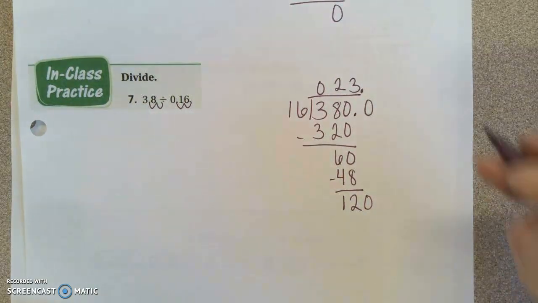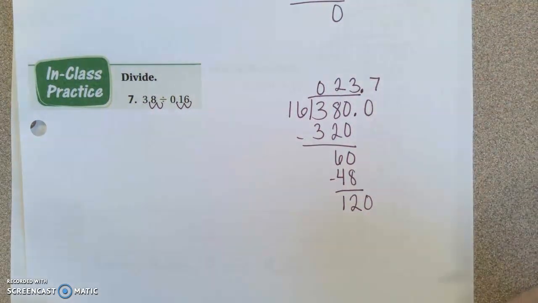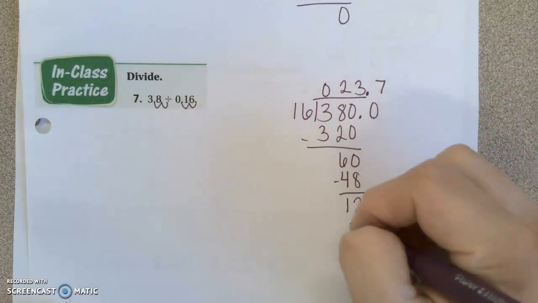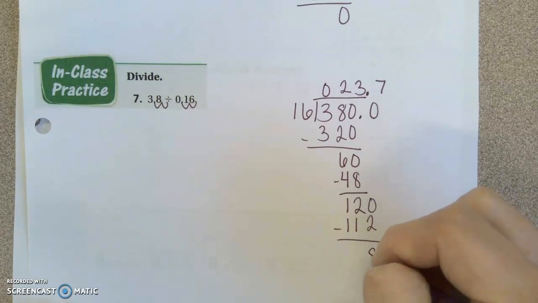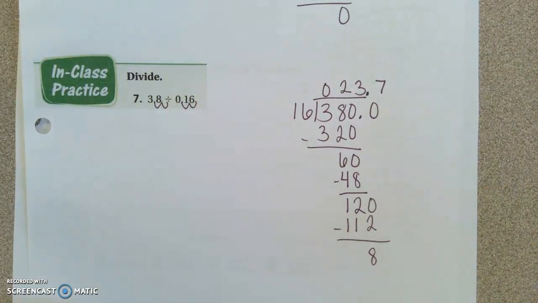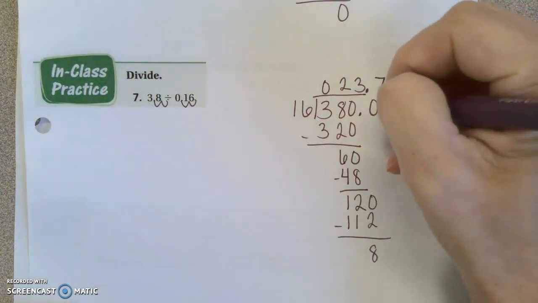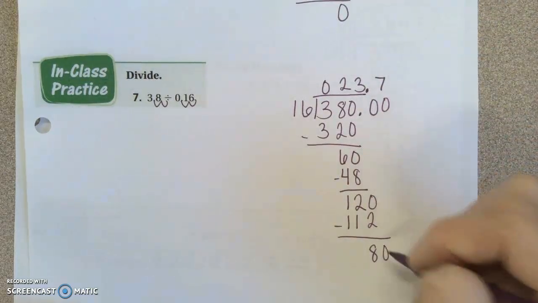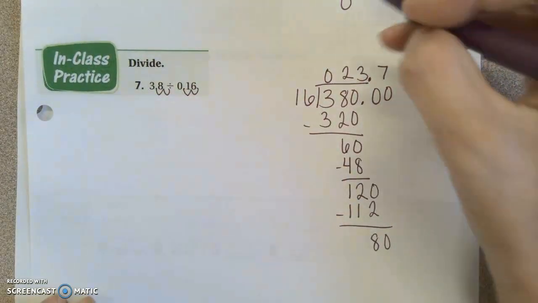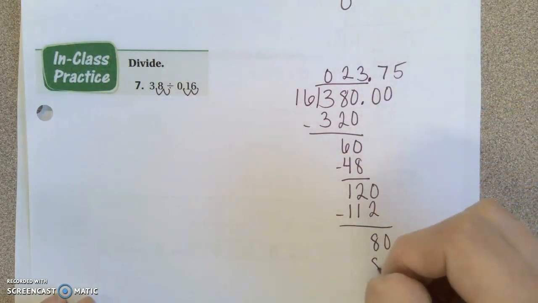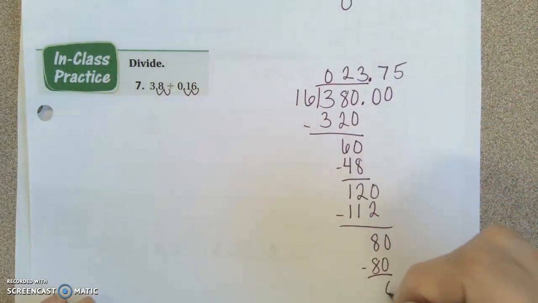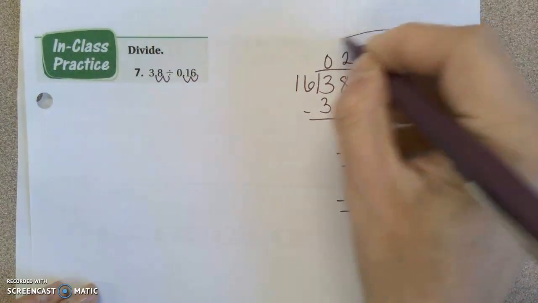16 goes into 120 7 times. 16 times 7 is 112. Right? And I still have 8 left over. So I'm going to add another 0 and keep going. Bring that 0 down. 16 goes into 80 5 times. 16 times 5, there's 80. Now we're at 0, so this is our quotient.